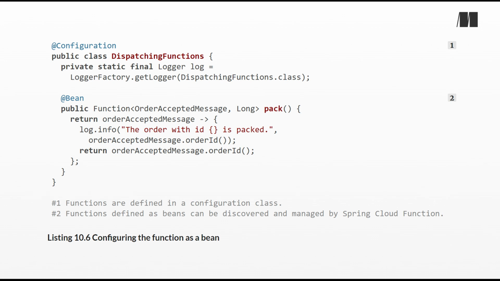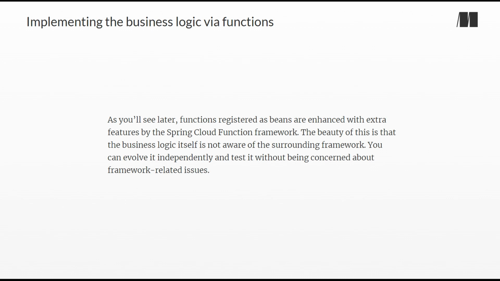Spring Cloud Function is capable of managing functions defined in different ways, as long as they adhere to the standard Java interfaces Function, Supplier, and Consumer. You can make Spring Cloud Function aware of your functions by registering them as beans. Go ahead and do that for the pack function by annotating the DispatchingFunctions class as configuration and the method as bean. Listing 10.6. Configuring the function as a bean. As you'll see later, functions registered as beans are enhanced with extra features by the Spring Cloud Function framework. The beauty of this is that the business logic itself is not aware of the surrounding framework. You can evolve it independently and test it without being concerned about framework-related issues.